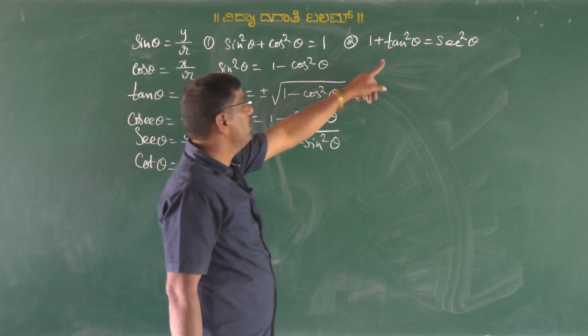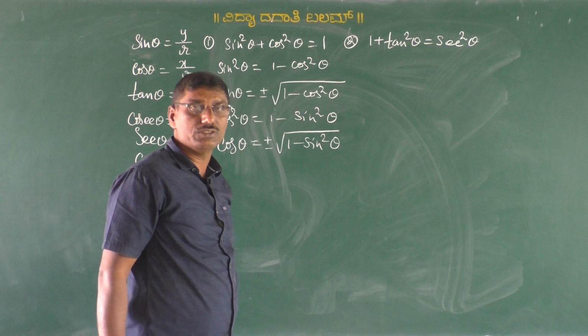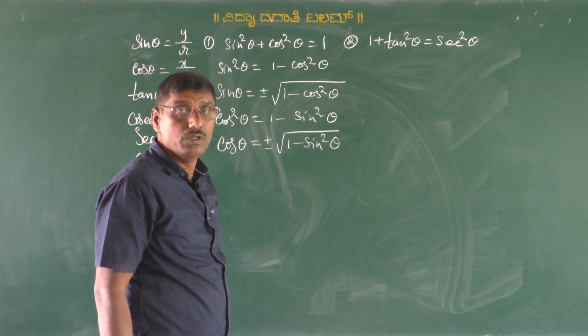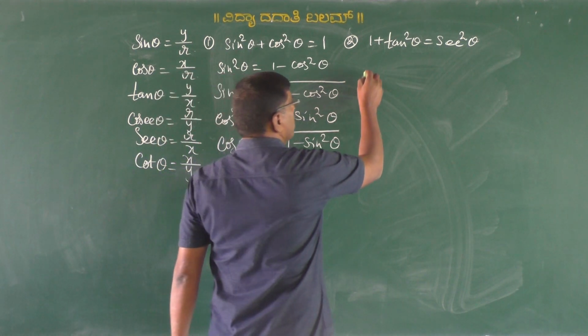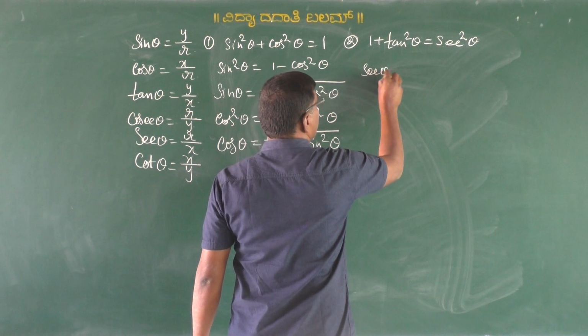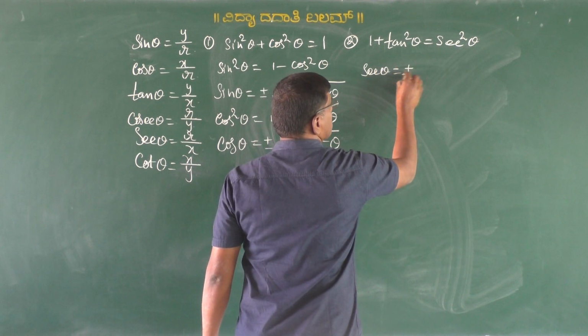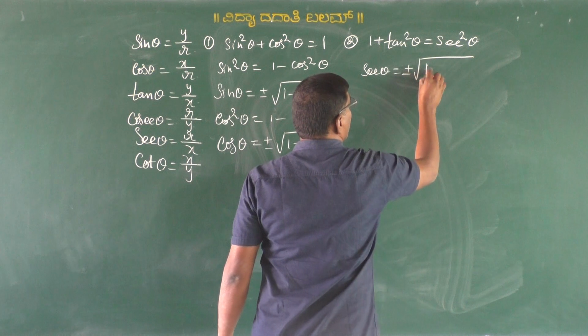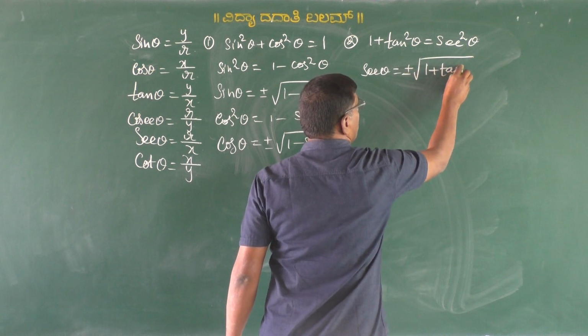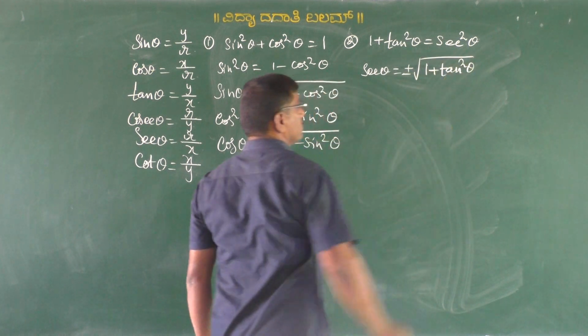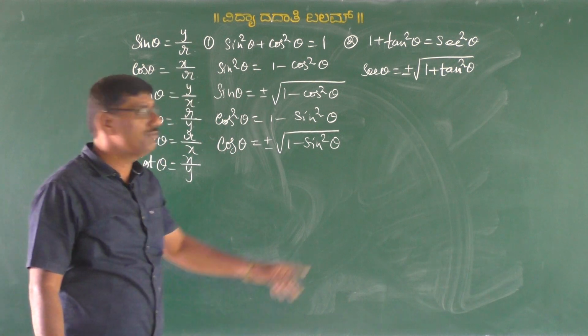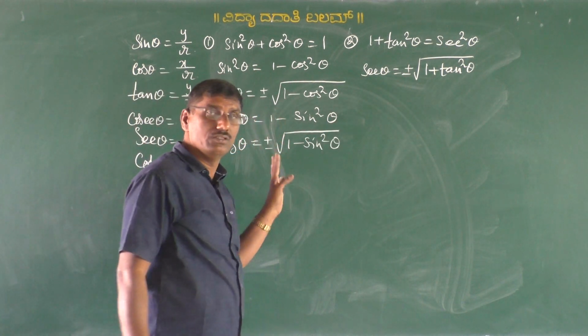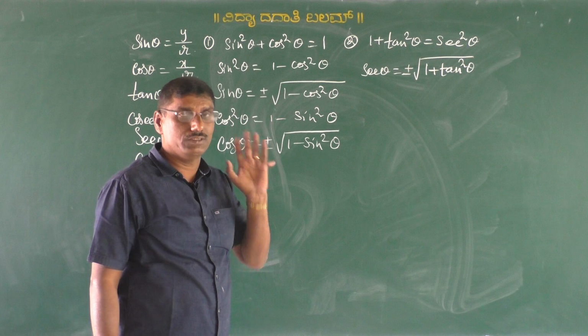1 plus tan square theta is equal to secant square theta. From this we can write secant theta is equal to plus or minus root of 1 plus tan square theta. We know why plus or minus; you studied it in lower classes.